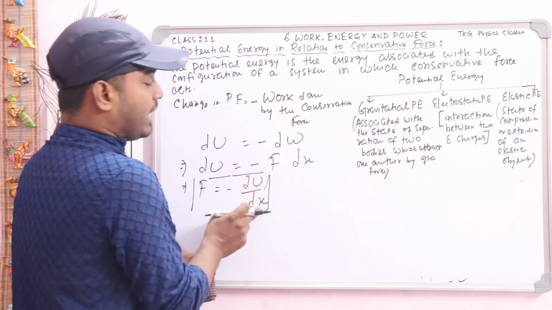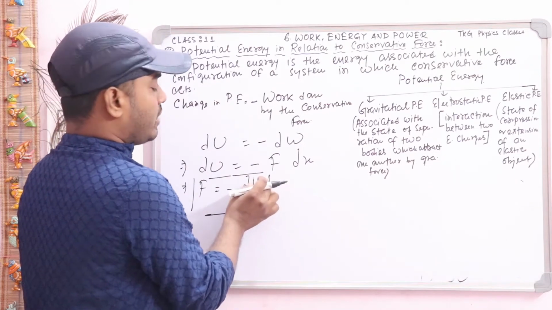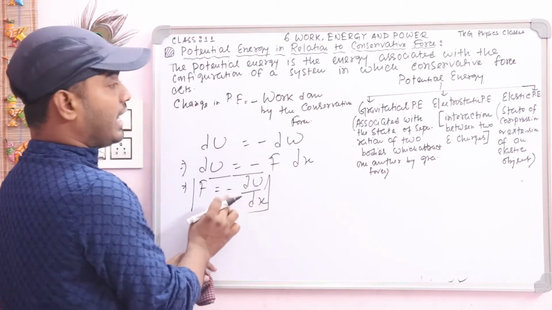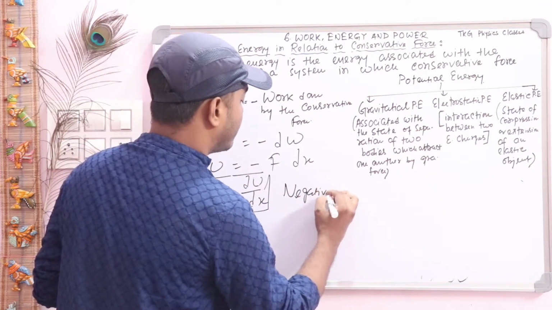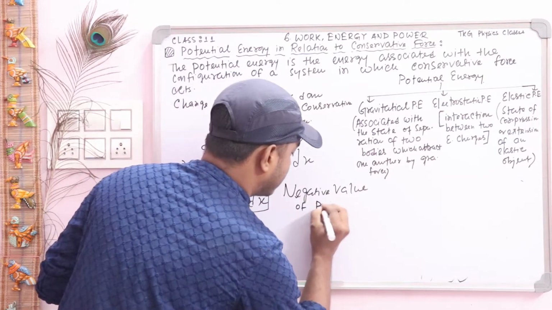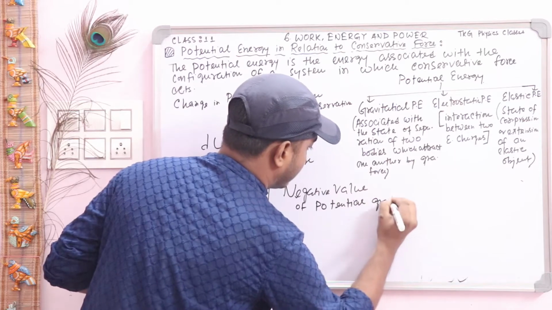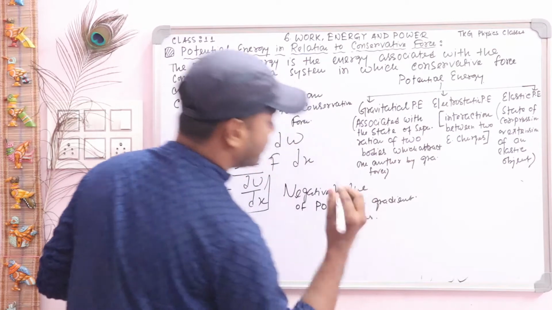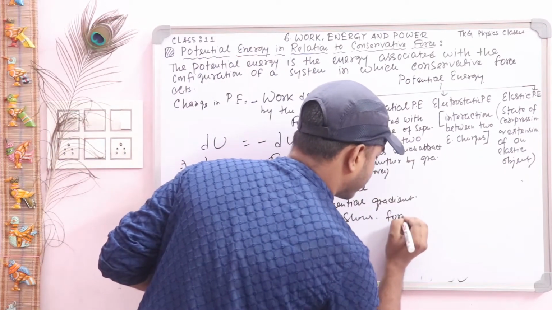This del U by del x is named the potential gradient. This is the change in potential with respect to position. This is named the potential gradient, and the negative value of the potential gradient gives the force.